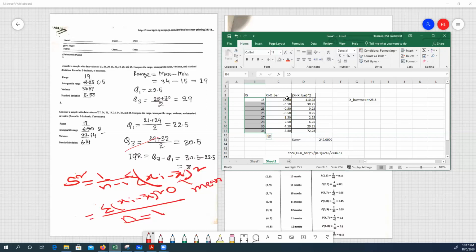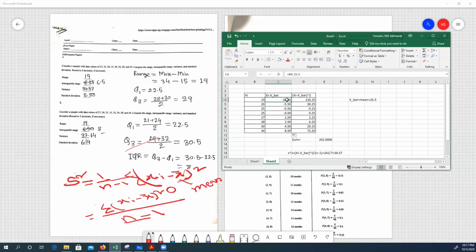So now we have to take the difference of each number from the average. The first number is 15. So I use this formula: you can just write equal, select this number, minus the average, 25.5, which is negative 10. But now you can just expand this one down to here, then you will get all the differences. Okay. So next you have to take the square of these differences.